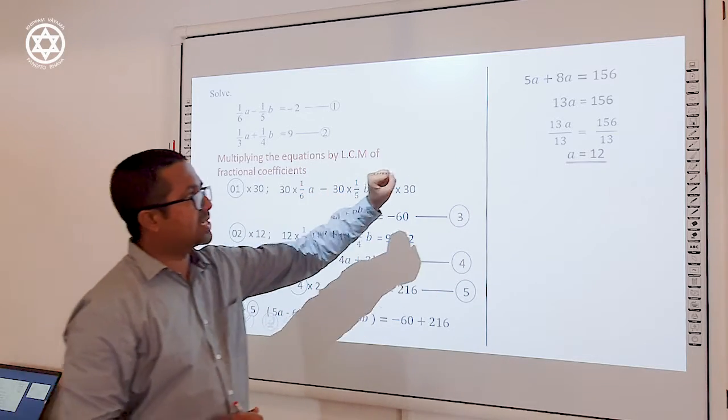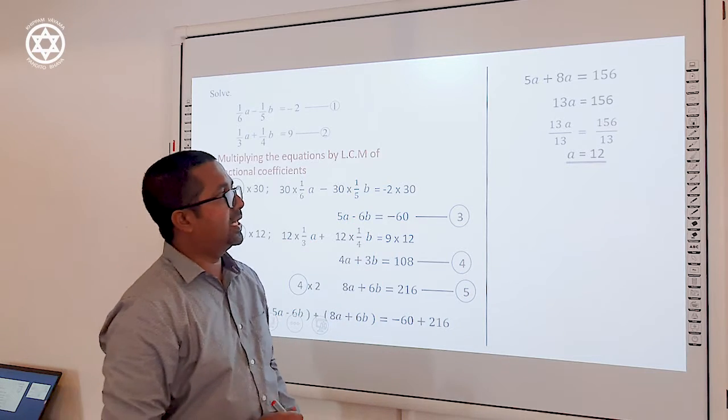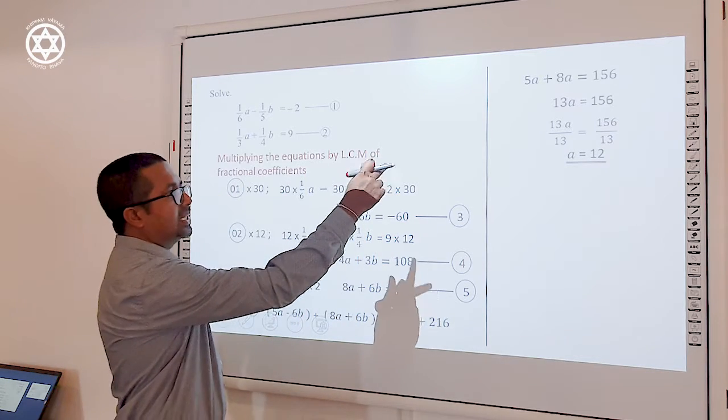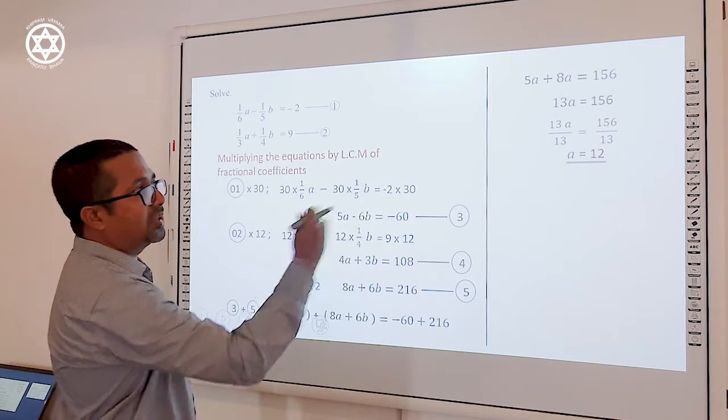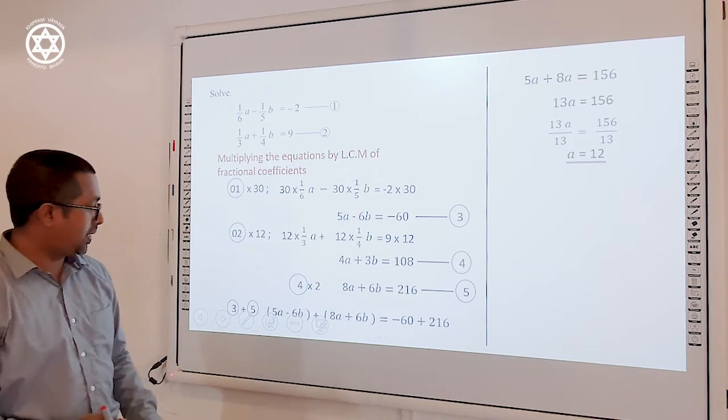To make a the subject, you can divide both sides of the equation by 13. 13a divided by 13, and also divide 156 by 13, then the value of a is equals 12.